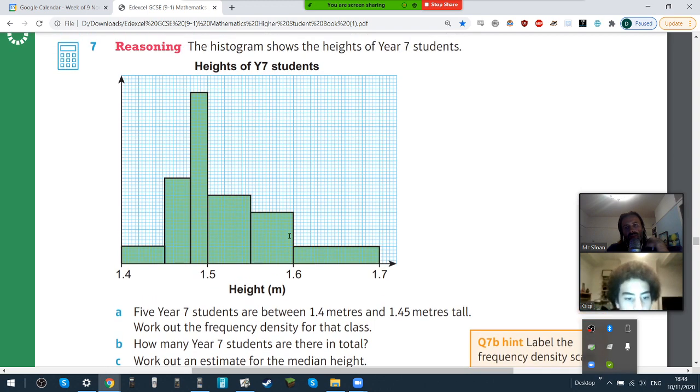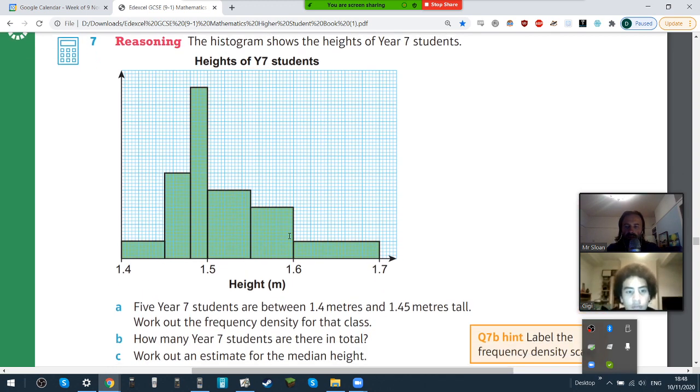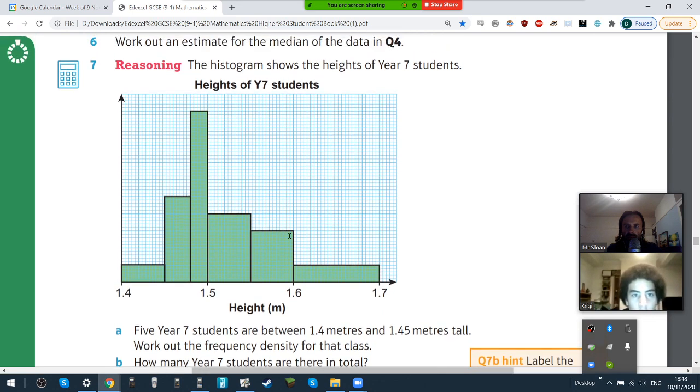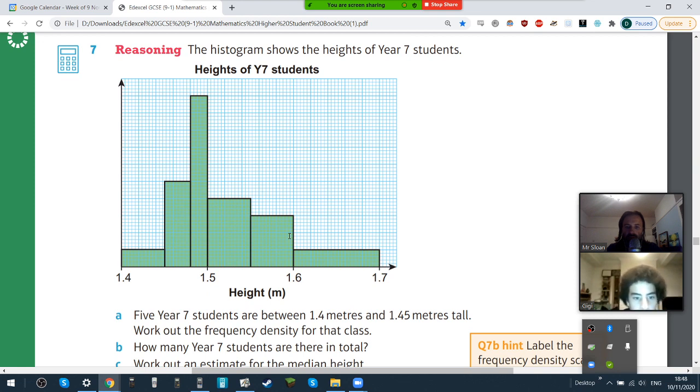Okay, let's try part A. Part A, frequency density for that class.